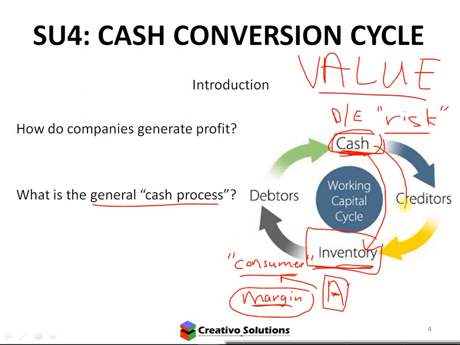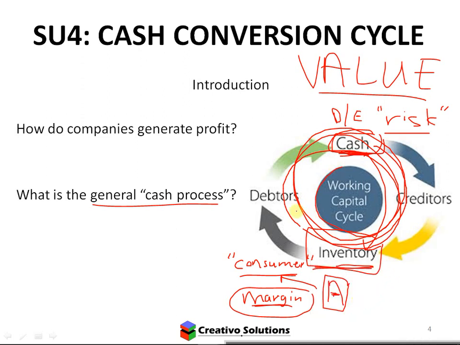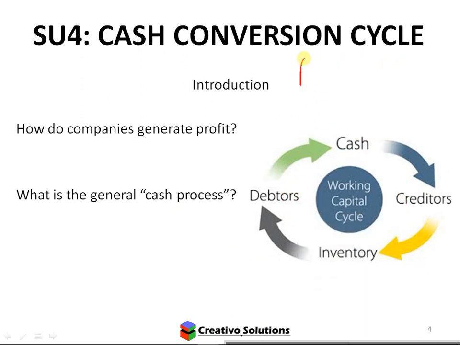And obviously, if we keep converting this over and over again, what do we get? We get a sustainable business and we end up being profitable, correct? So companies that are successful, think about Amazon. Why is Amazon so successful? It's not because they're selling one item. It's because they're selling millions of items and they're selling it so quickly.